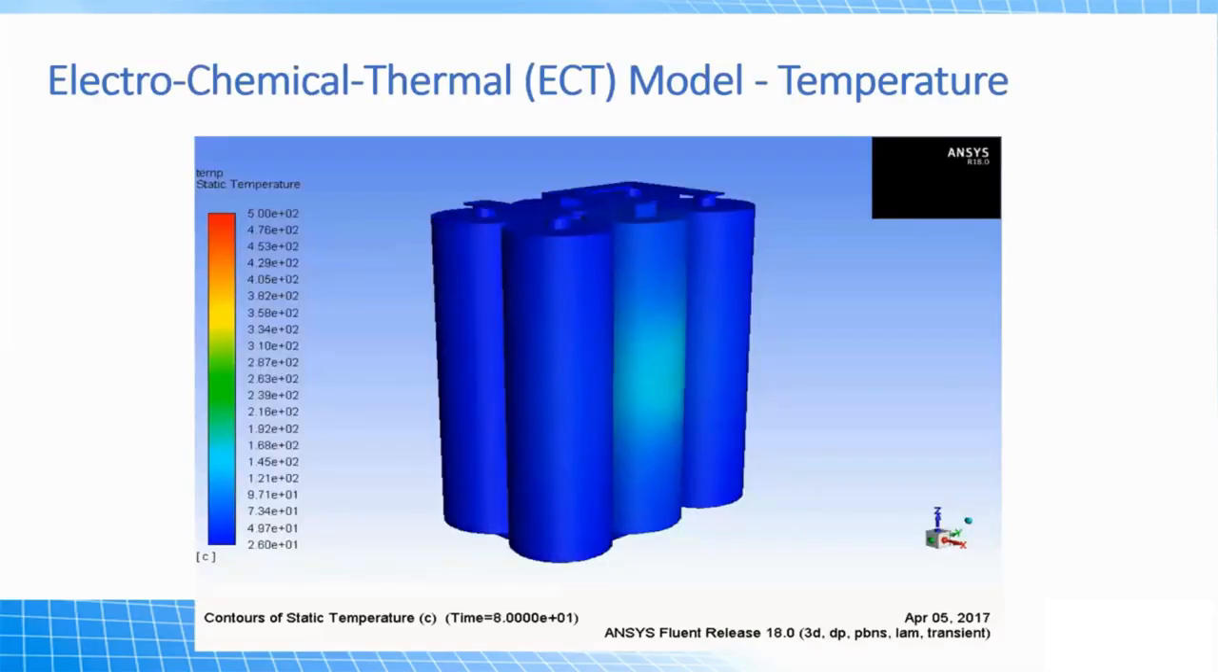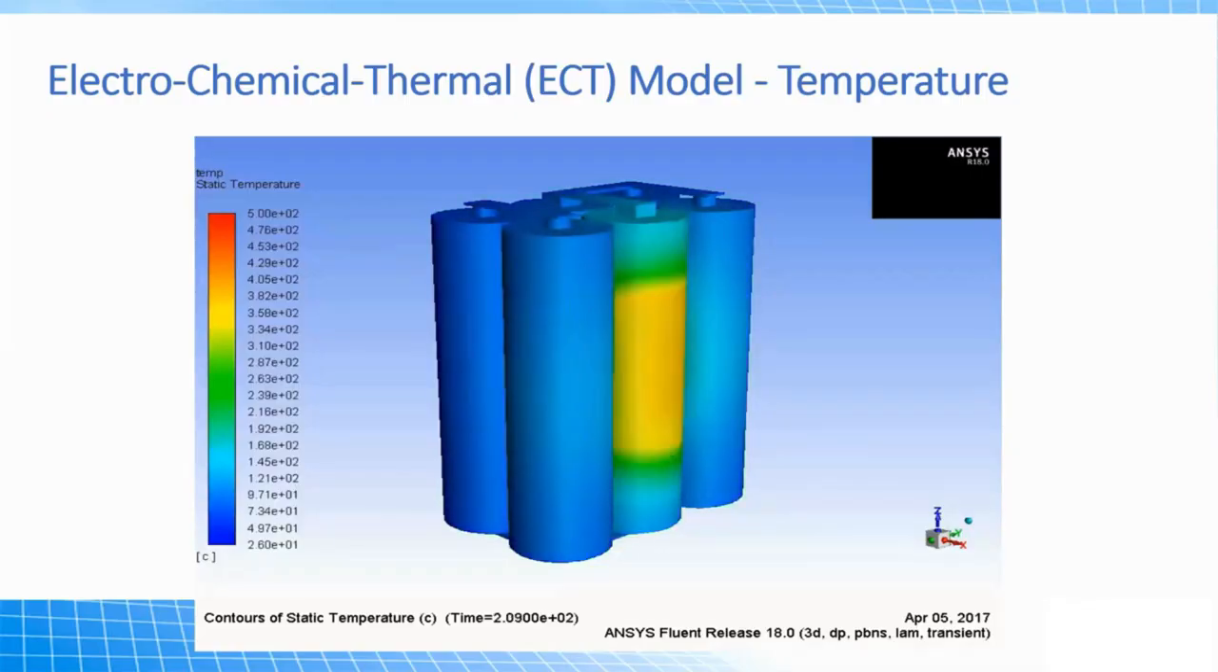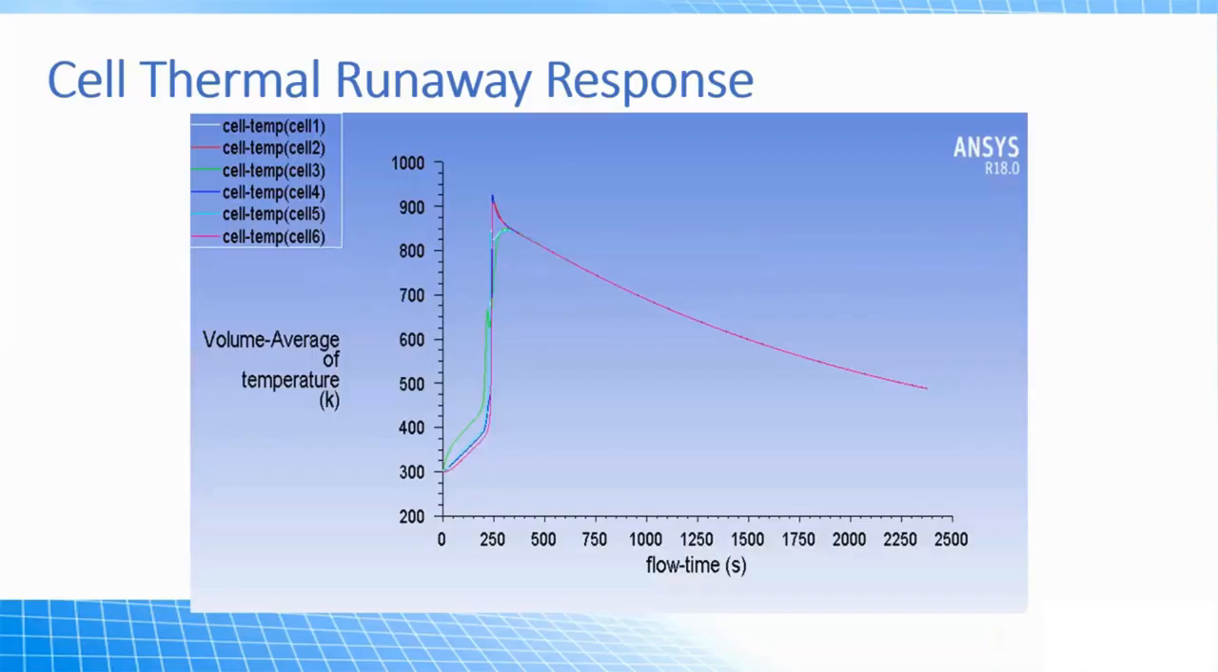So this is what that looks like. This is a contour of the temperature. We can see at the point of impact, the temperature goes up, heats up the entire battery, and then over time, eventually this starts dropping back down again just due to convection. Here we have a plot of the volume averaged temperatures of each cell. So we can see that the temperatures of the cells get up to about 900 degrees Kelvin.